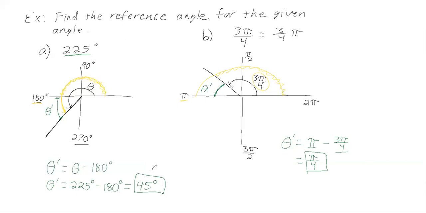Same directions here. Let's call this C. Part C, we're going to be given 17 pi over 3. Oh, how dare you with an improper fraction. Guess what? We got to deal with these, right? We see them in real life. We got to deal with them.